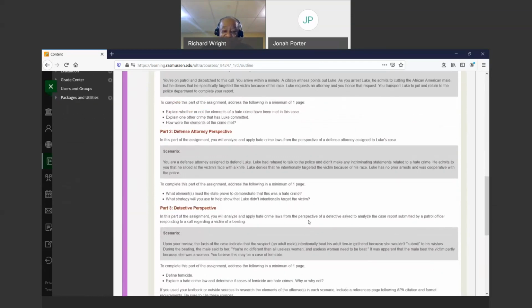Then you have a whole other scenario from the perspective of a defense attorney. Okay, and you use this scenario, and once again, it's a minimum of 1 page. Remember, it's APA, double space, should be a cover page, should be a page for references. There shouldn't be just one citation in the body, but there should be at least 2 citations at a minimum.